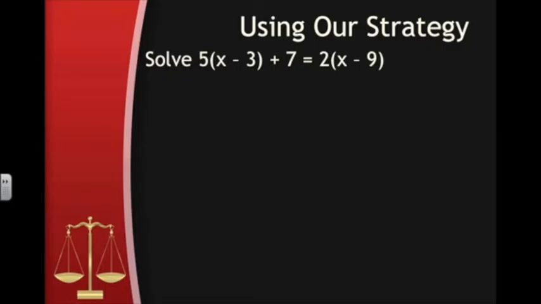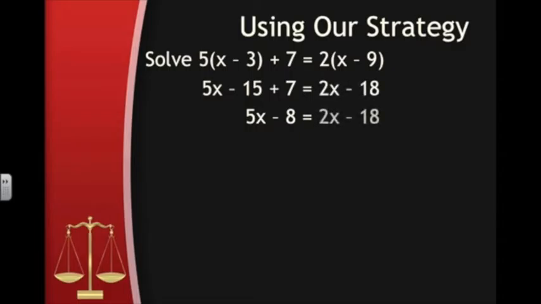First, to simplify the left side of the equation, we need to distribute the 5 into the parentheses to get 5x minus 15 plus 7. Then we can combine the negative 15 and the plus 7 to get 5x minus 8 as our completely simplified left side. To simplify the right side, we need to distribute the 2 to get 2x minus 18. Now we're done with step 1.